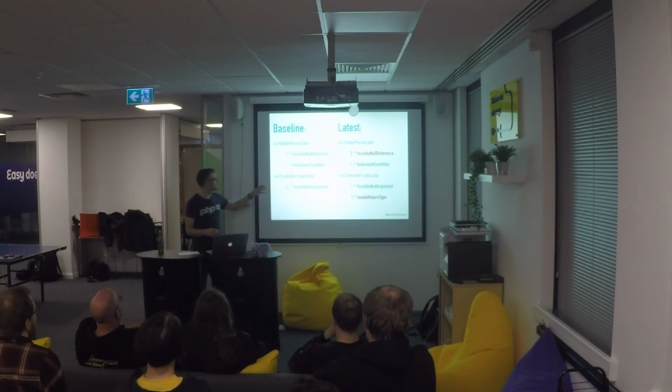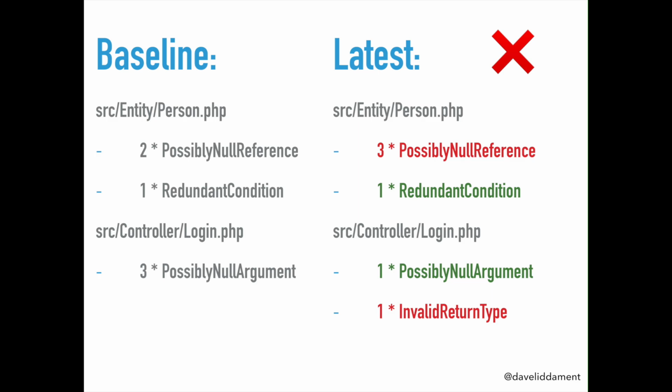So we've done the redundant condition. Well, we've got the same, so that would be classified as a pass, but because we've got at least one fail, this would fail. And at the bottom, we've introduced into controller a brand new issue type of invalid return type. So yeah, this would fail.